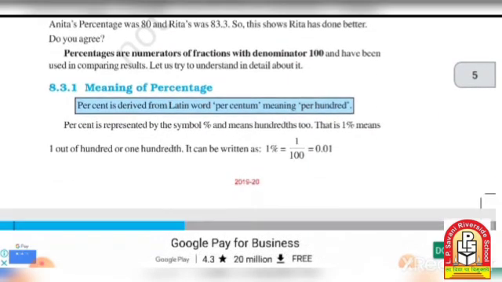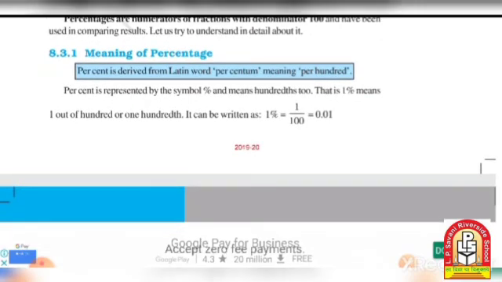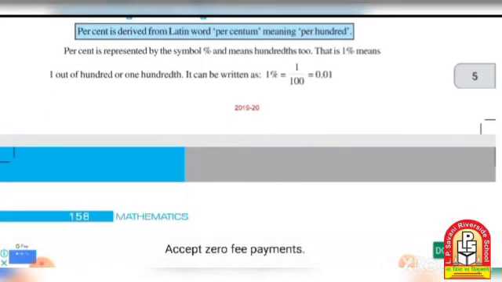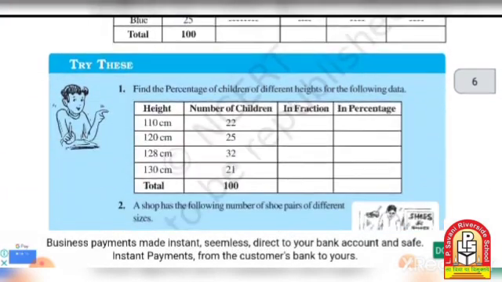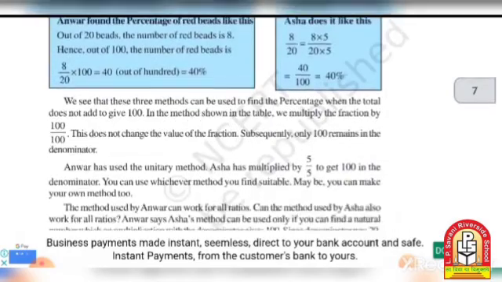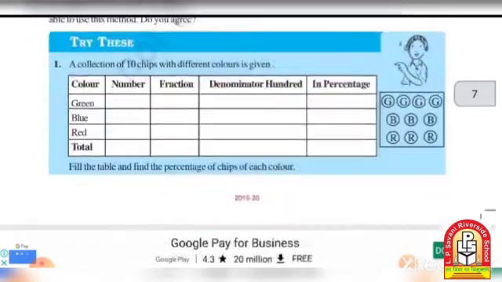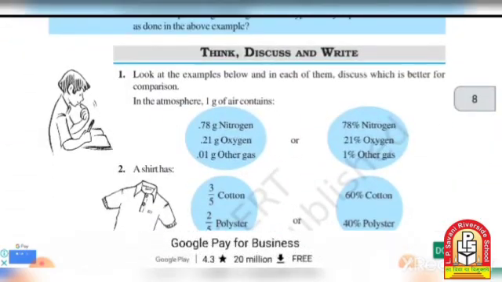Then after that, the meaning of percentage. So the meaning of percentage is that 1% is equal to 1 upon 100. So it gives 0.01. And then after that we get the final answer. Here, think, discuss and write.